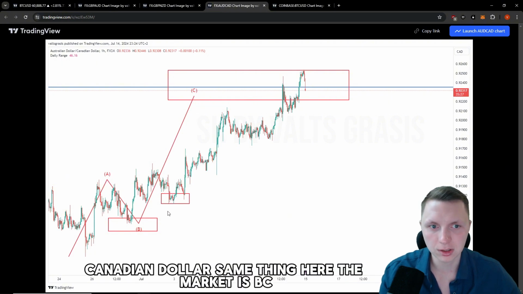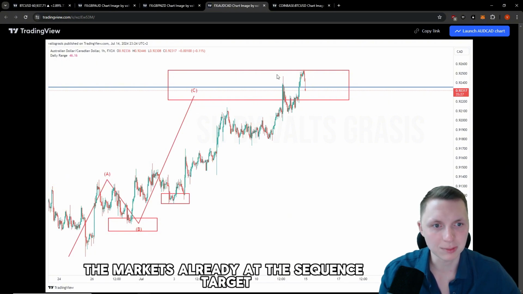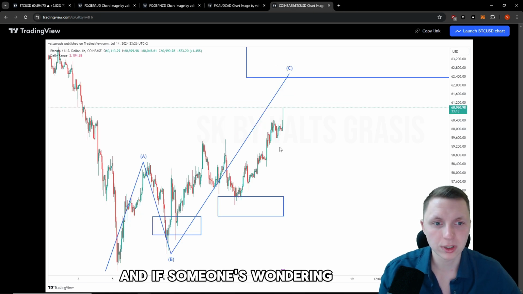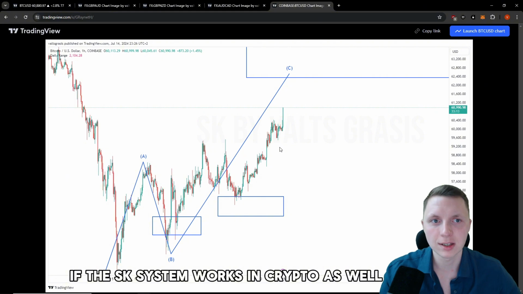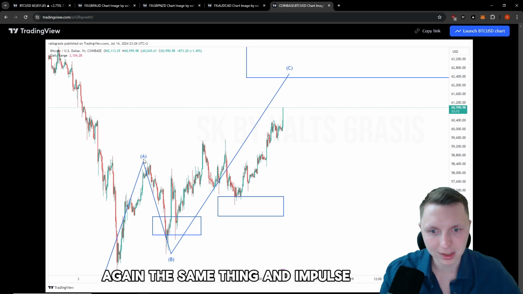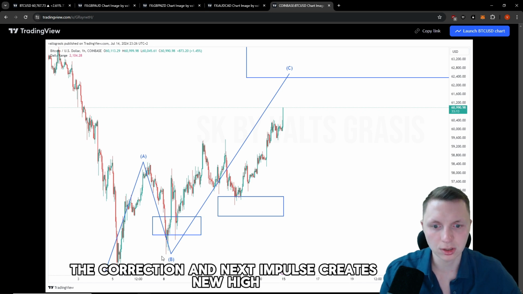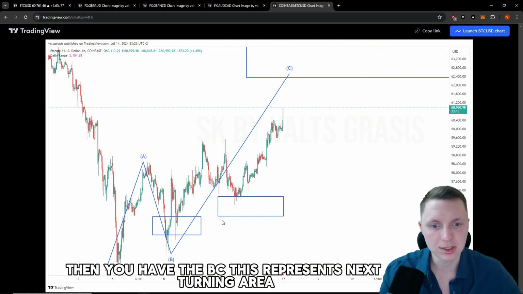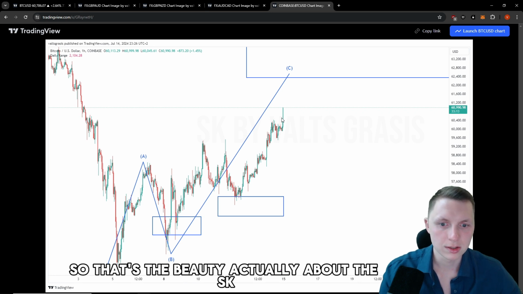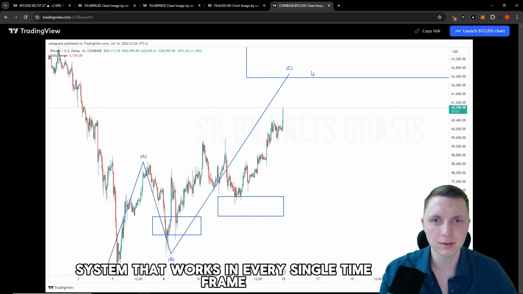The same thing here, the market hits the BC. In this case, the market's already at the sequence target. And if someone's wondering if the SK system works in crypto as well, I have a very, very recent example here in crypto where the market again does the same thing: an impulse, the correction, and the next impulse creates a new high. Then you have the BC. This represents the next turning area, and the market is running all the way up. So that's the beauty about the SK system, that it works in every single time frame.